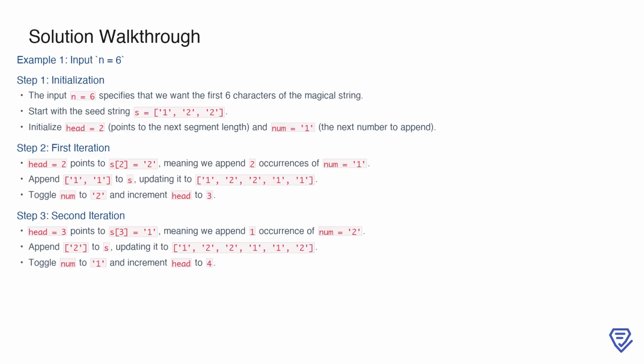In the second iteration, head points to s[3], which is 1. This time, we append 1 occurrence of the current number, which is 2. Adding 2 updates the string to 1, 2, 2, 1, 1, 2. Once again, we toggle number back to 1 and increment head to 4.